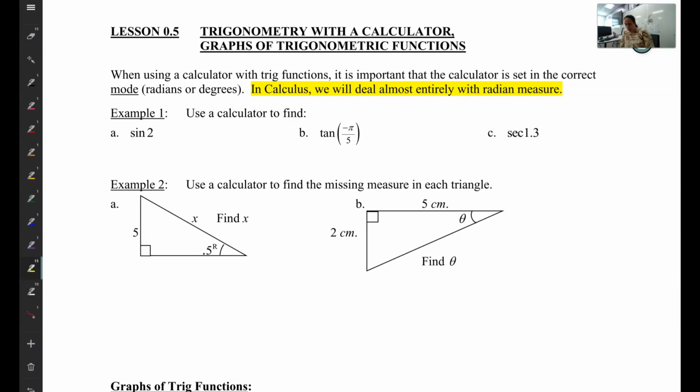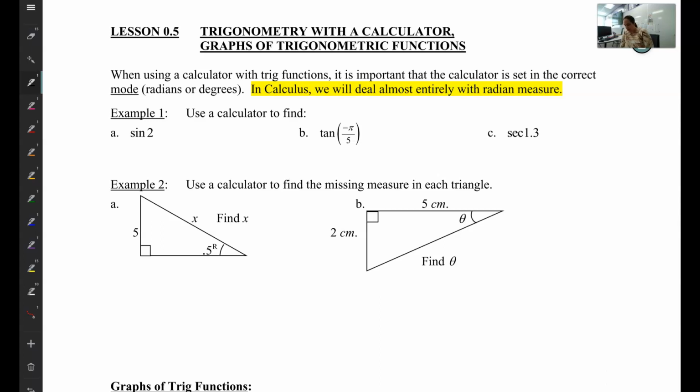In calculus, we almost deal entirely with radians, so make sure your calculator is in radians, not degrees. If it's in degrees for the test, you're going to get a lot wrong, and that's always sad. So double and triple check your calculator is in radians. Once it's in radians, then you just have to type it in and see what you get.